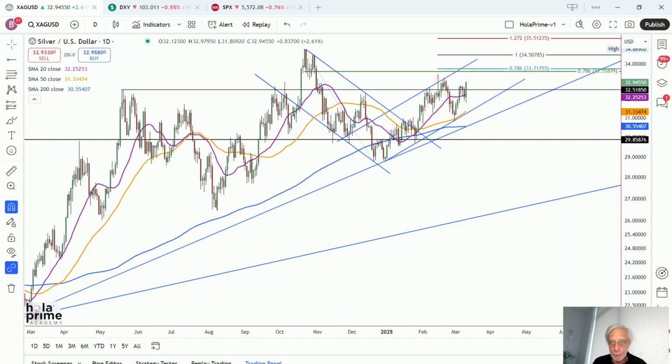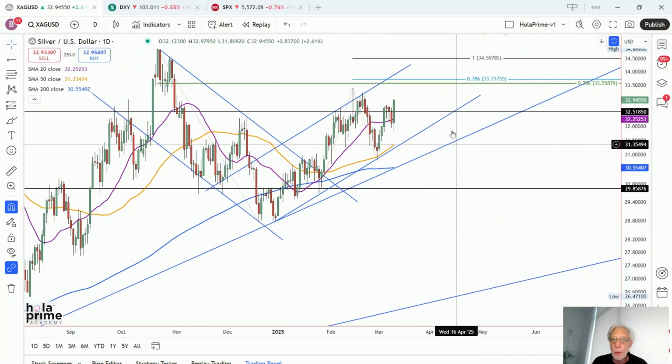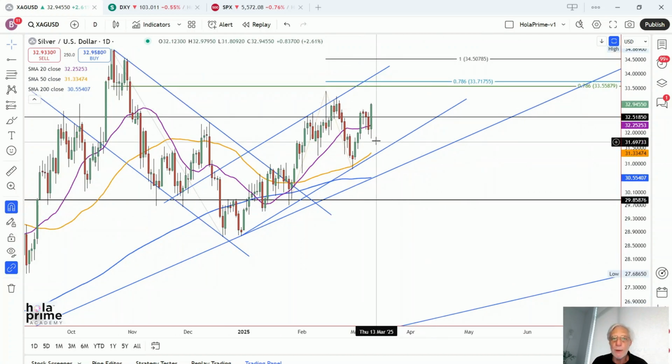So I want to start with silver today because we have a little bit of action today. You can see that silver broke out of these previous swing highs, showing strength and triggering a continuation of this advance, and therefore a potential continuation of this larger advance. Not only that, but how did it get here?